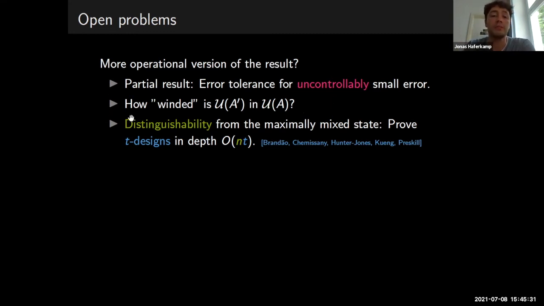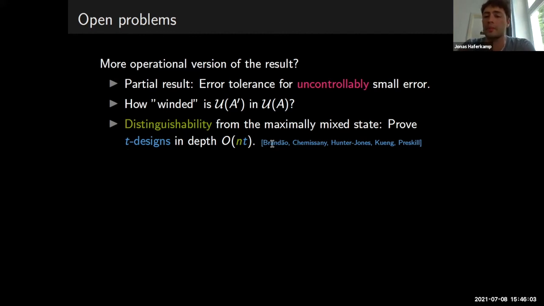A completely different approach that I want to talk about a little bit here is to actually try to prove that random unitary circuits generate unitary designs in depth that is linear in N and T. You don't need to know what a T design is; it basically just means that it mimics more properties of the unitary group as the depth increases.